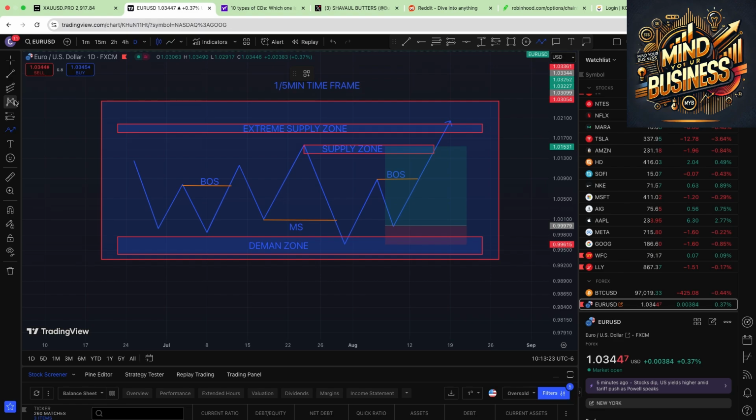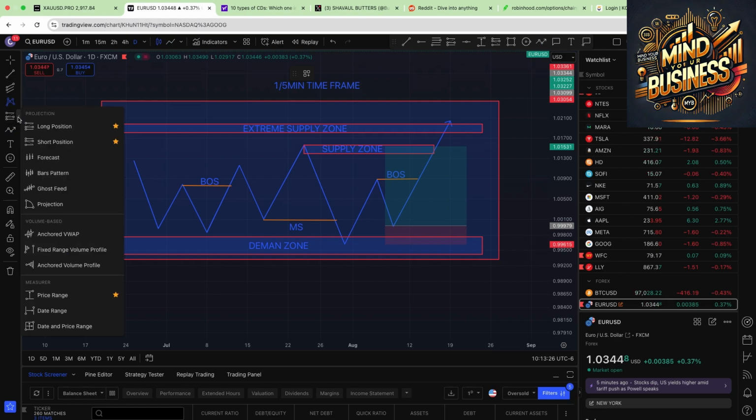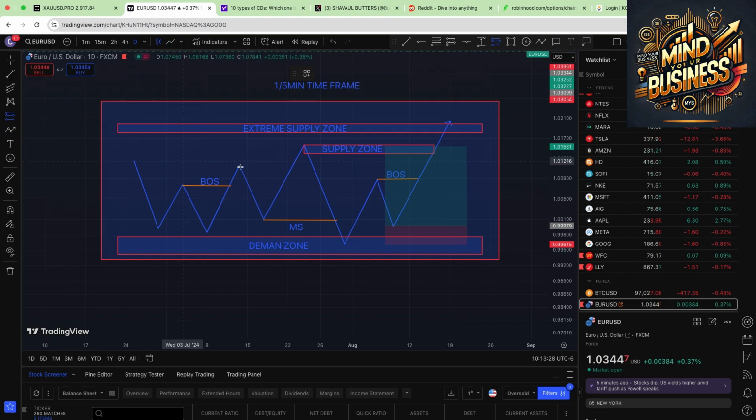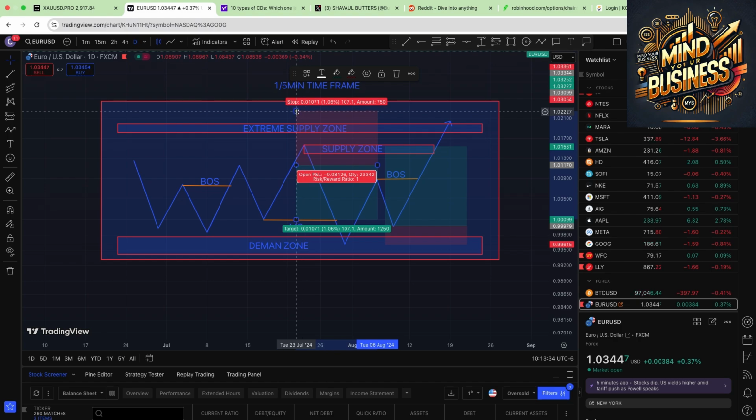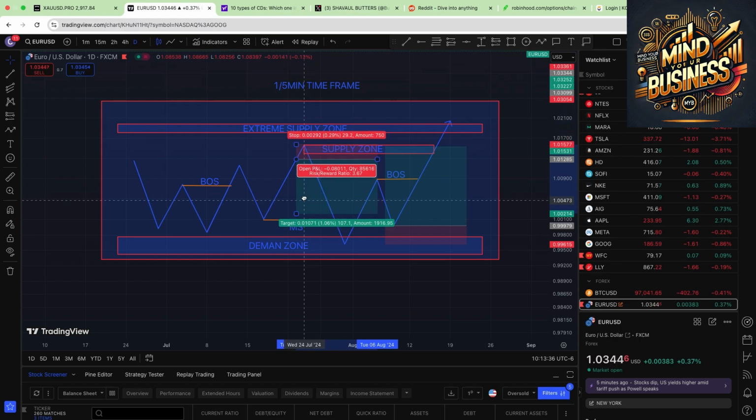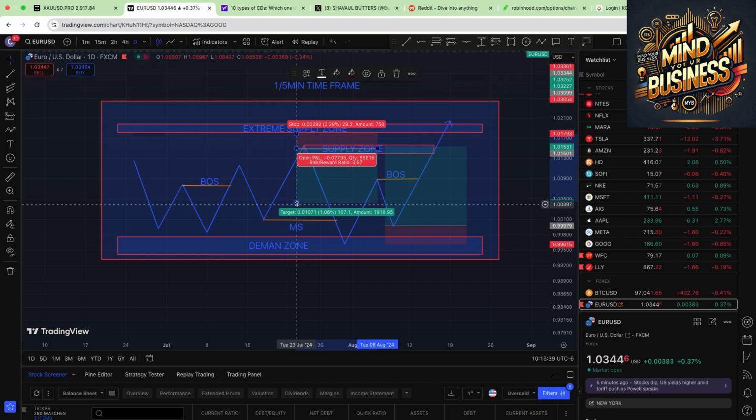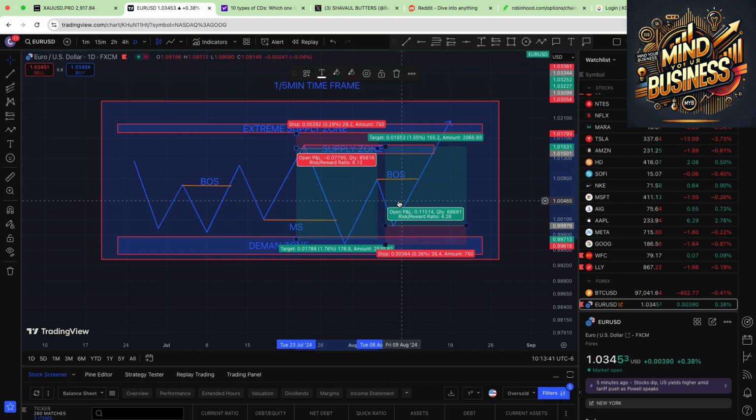And then you could also put a next one right here for a short. See the breakout structure happen here, wait for the pullback, and the supply zone right here, you could have put your next stop loss above the supply level, and take it to the demand zone. Guys, it's easy as that.